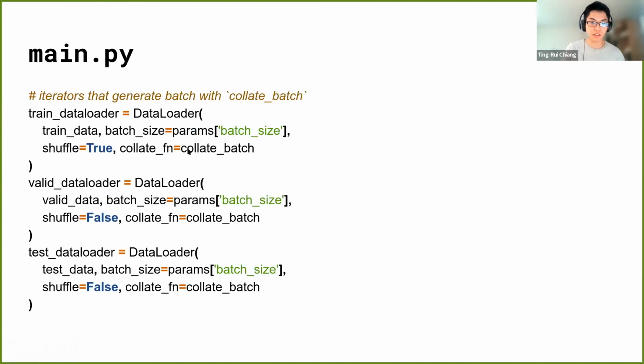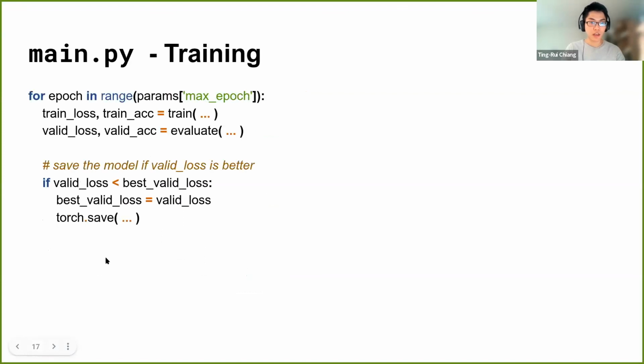And once we have this collect batch function, we can define a data loader. A data loader is an iterator. We can get some batches from it by iterating through this data loader. So here we define three data loaders for the training set, the validation set, and the testing set respectively. And then we can use the data loader to train our model.